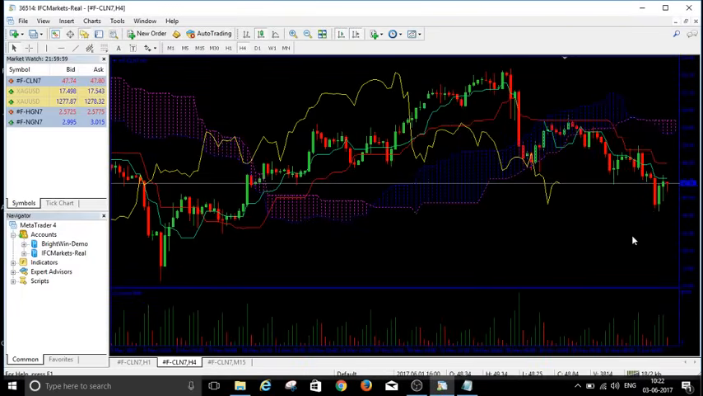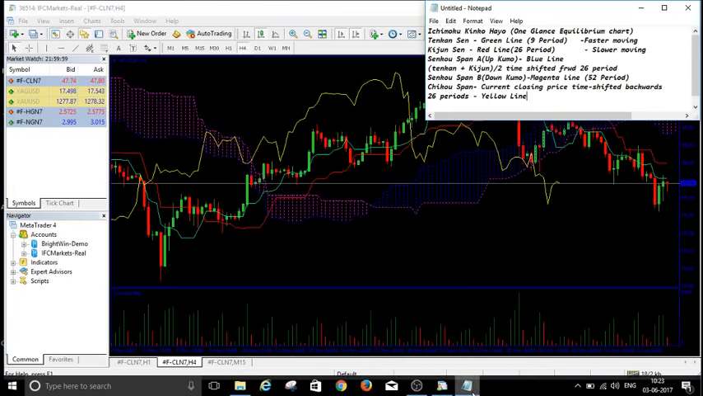So let's move further to the clouds. Now we'll study the clouds. This is Kumo. Kumo is a Japanese word, and in English we call it cloud. The cloud is made from these lines. The first line is this one, Senkou Span A, the blue line. And the other is the magenta line, Senkou Span B.